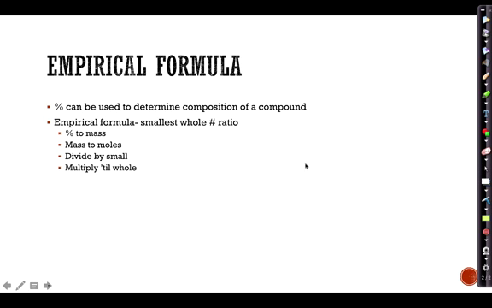Basically, the empirical formula is a ratio. Remember that? It's a ratio. So it's a molar ratio. So we need to know how many moles of this versus how many moles of that. And that's why we divide by the smallest. We're trying to find the ratio.